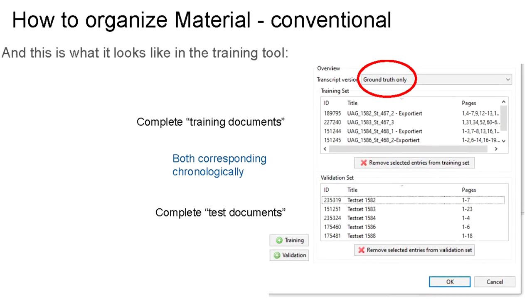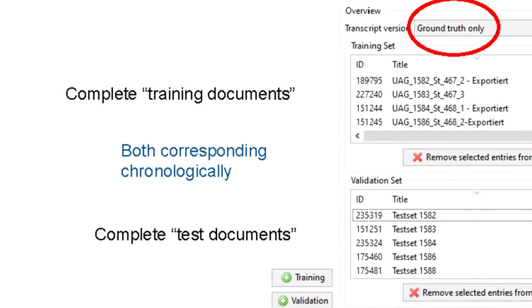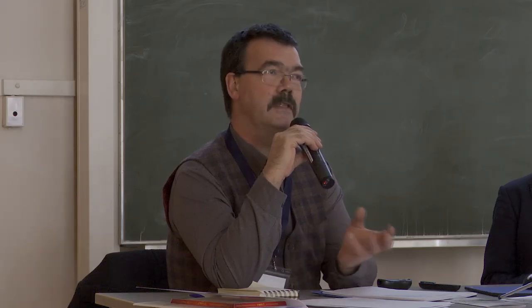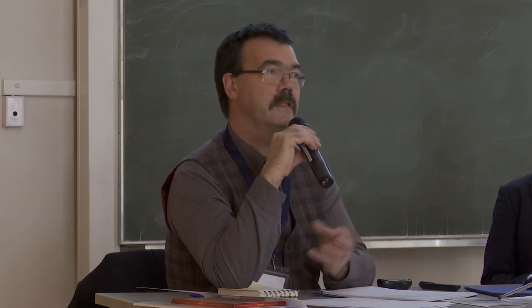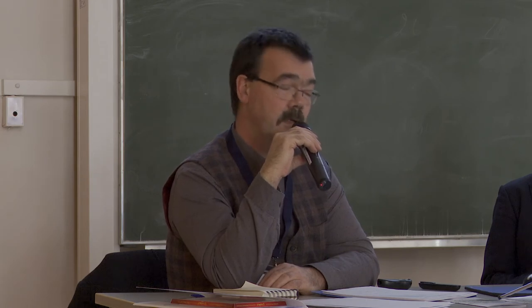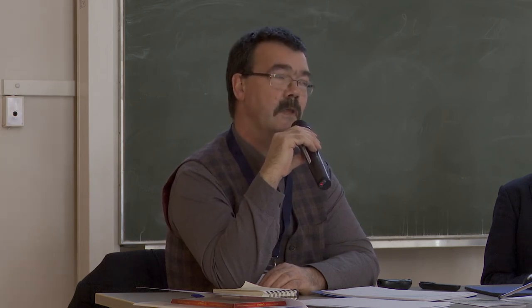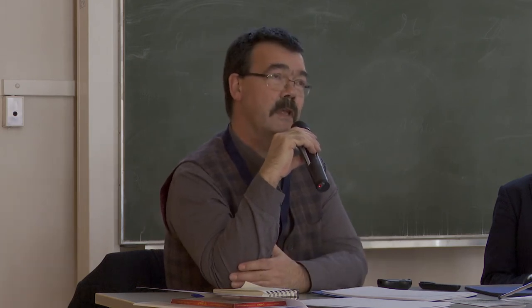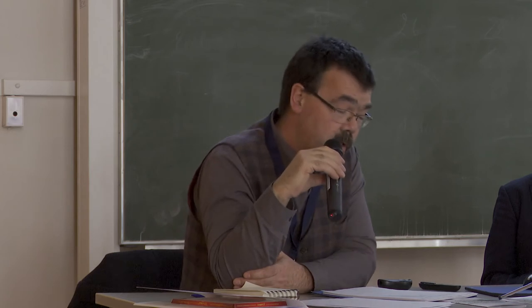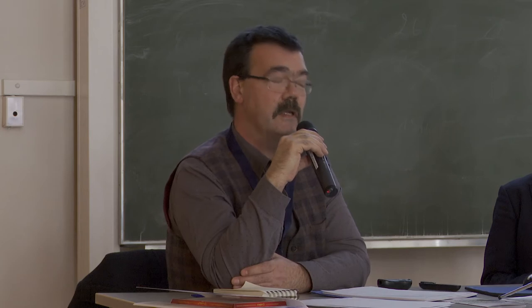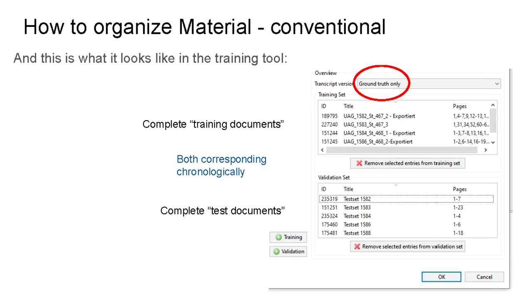In this case, I added complete training documents. My training documents are the complete documents, and within these documents you will find pages in edit status, ground truth, and other pages not transcribed, and so on. My test sets correspond to the same years, and I add them in the run of the training for the same years with the trained material. So we have material from 1582 up to 1588, and these are corresponding sets of training and test material.